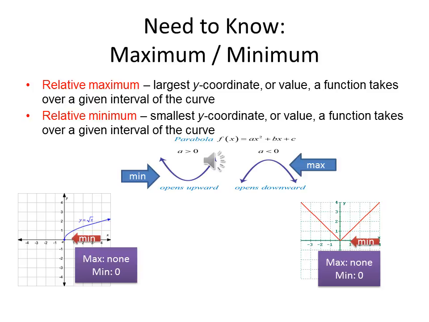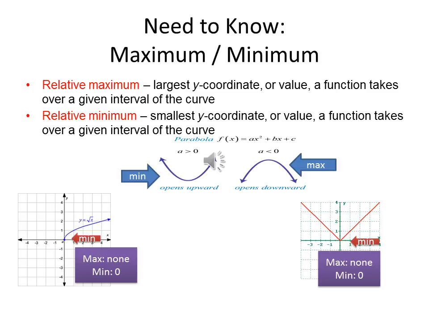Okay, now we're dealing with minimum and maximum. Relative maximum is the largest y-coordinate or value a function takes over a given interval of the curve. Now I want you to remember one thing. The maximum of a curve occurs when the parabola is open downward. Relative minimum is the smallest y-coordinate or value a function takes over a given interval of the curve. The minimum occurs when the parabola opens upwards.